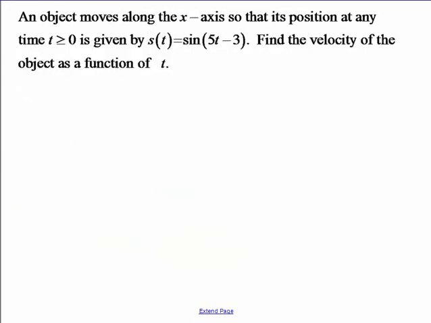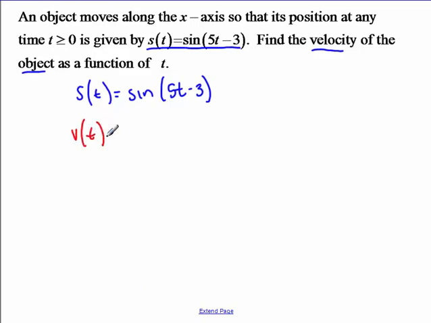Our next example deals with velocity. So if I'm trying to find the velocity of an object when I'm given the position function, remember that the derivative of position is velocity. So velocity, I should say, is the derivative of position. Derivative of sine is the cosine of 5t minus 3.